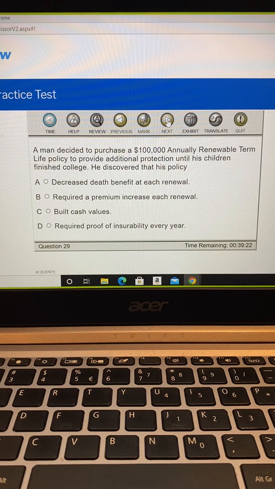All right, next. A man decided to purchase a $100,000 annual renewable term life policy to provide additional protection until his children finish college. He discovered that his policy B. Yep. Next.